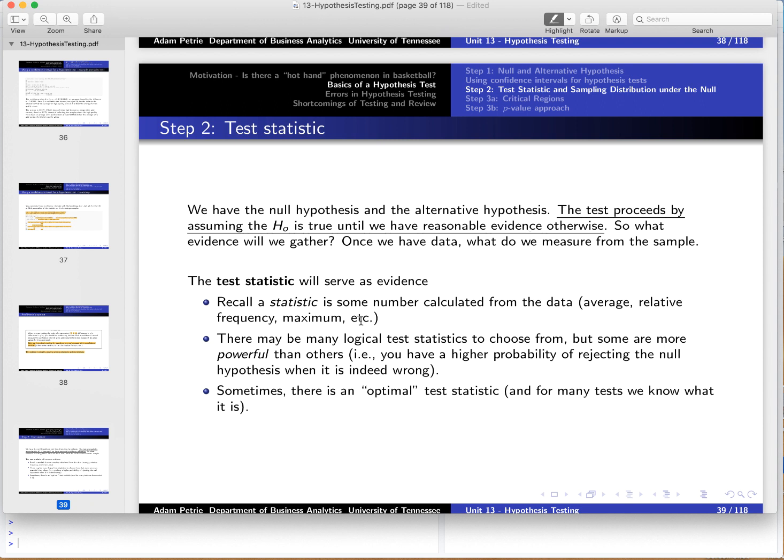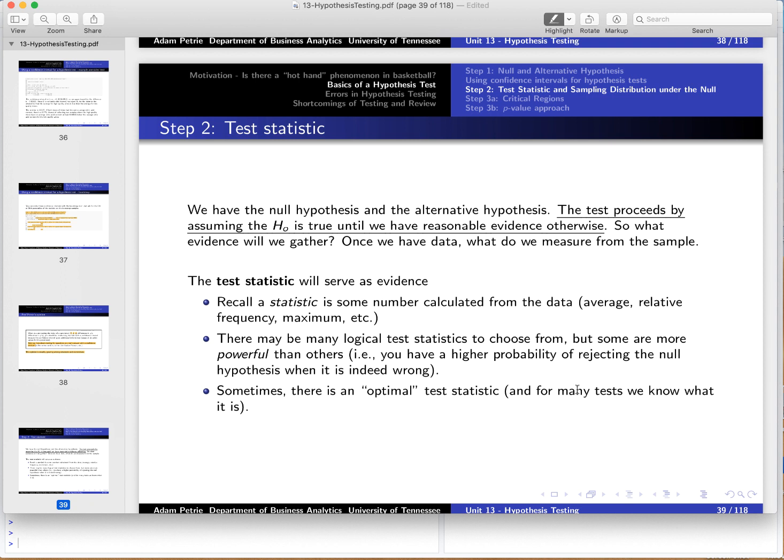All right, so we have to run a hypothesis test. We can't use a confidence interval to answer our question. What's the next step? We've set up the null hypothesis. We've set up the alternative hypothesis. What next? Step 2 is coming up with a test statistic, something that we can measure from the data that'll help us figure out whether or not we live in the world described by the null hypothesis or the world described by the alternative hypothesis.